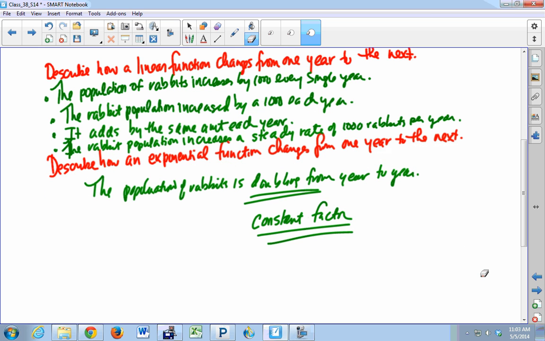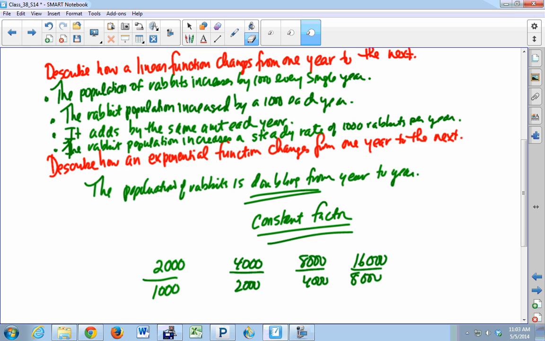Well, you take the growth in rabbits from year to year, and you look at the ratio. And as long as that ratio is the same, then you know you have an exponential function.